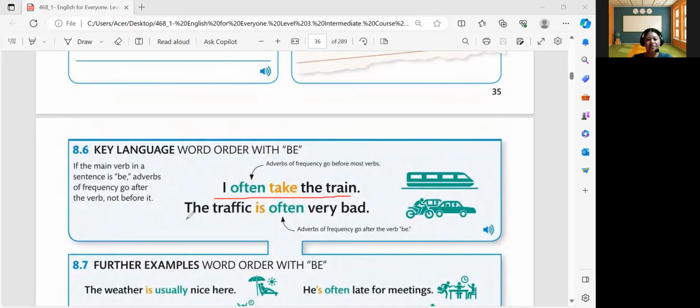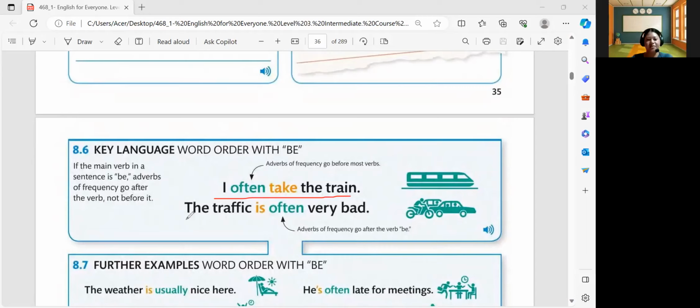We have the first activity 8.8, mark the sentences that are correct. Okay, just like the example here, I carry nearly always bag. Of course, that's not the correct sentence. It's the wrong sentence. Okay, but the correct answer is I nearly always carry a bag. So that means this is correct. Okay, understand? Yes. Okay, very good. That's great. Let's start number one. What is the correct answer?